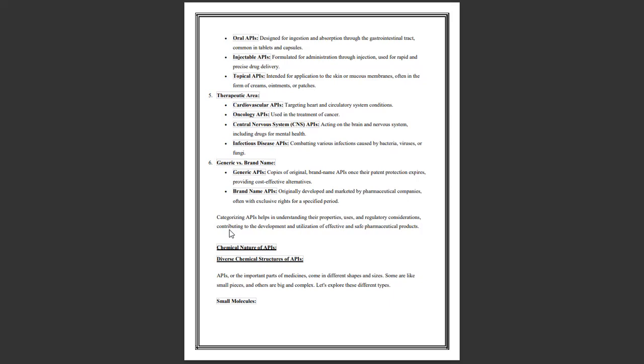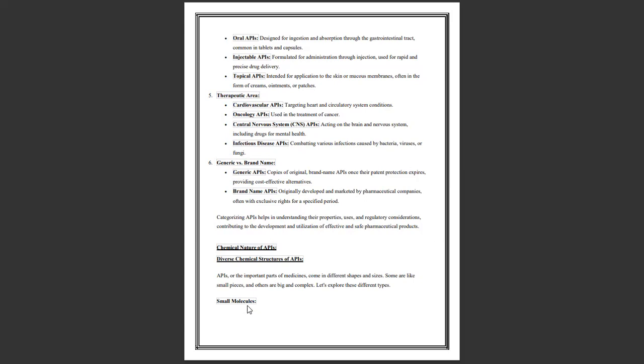So this is the explanation on the categories of APIs, which helps in understanding their properties, uses, and regulatory considerations, contributing to the development and utilization of effective and safe pharmaceutical products. Now, next I will discuss the chemical nature of APIs. Diverse chemical structure of APIs. There are diverse forms.